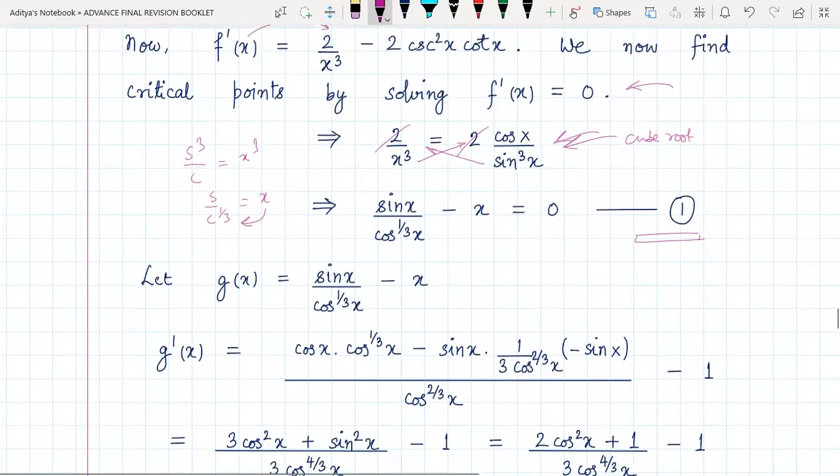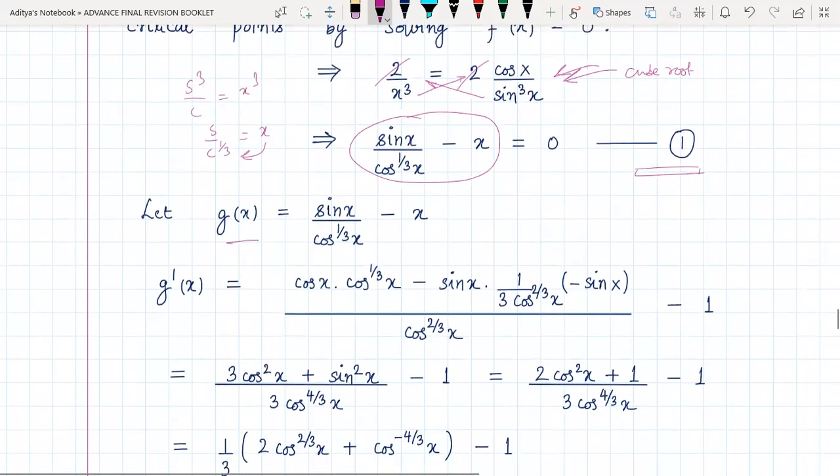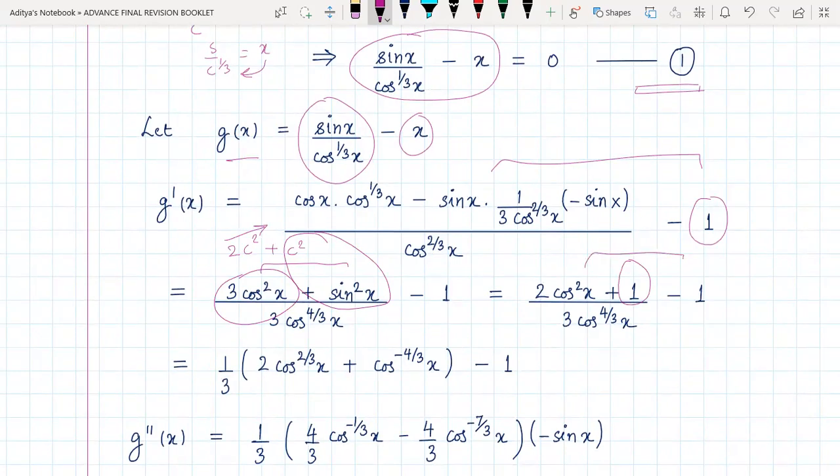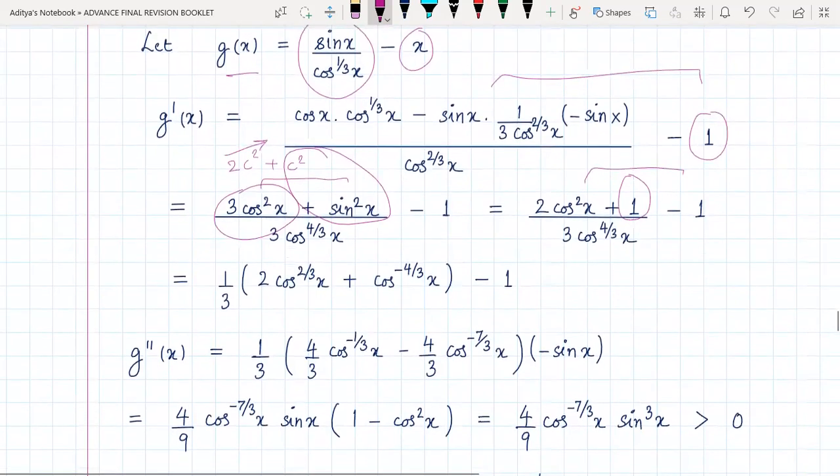Now let us call this particular expression g of x. When we differentiate g of x, we get g prime x equal to this quantity. This differentiation is very easy. We have just used the quotient rule here, and the derivative of x is anyway 1. Now on simplifying this by taking the LCM, this is the expression we get. And this 3 cos square x, I am going to write as 2 cos square x plus cos square x, because cos square plus sine square will then become 1, and the remaining terms remain as they are. So this can then be written as this expression.